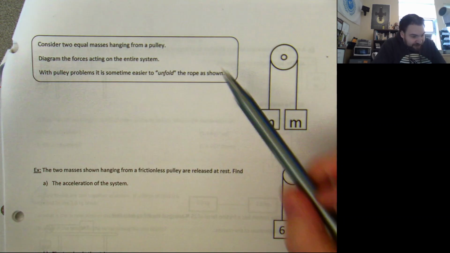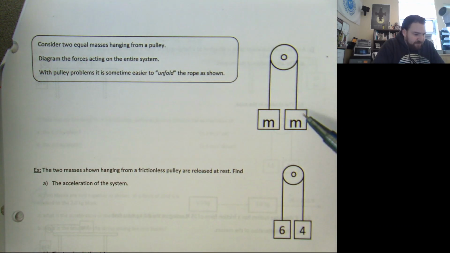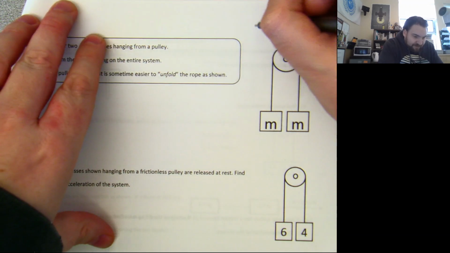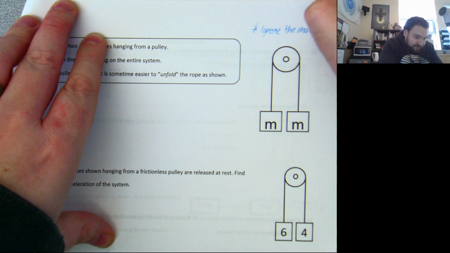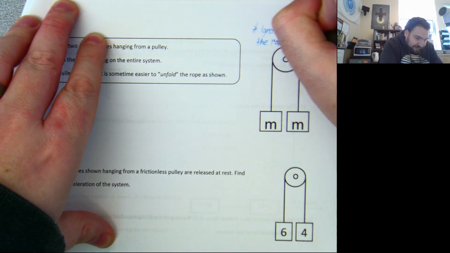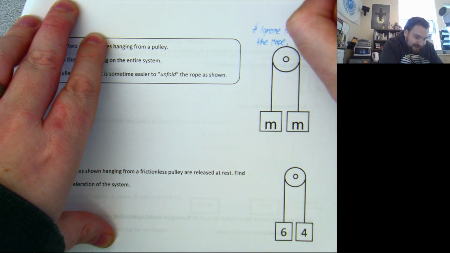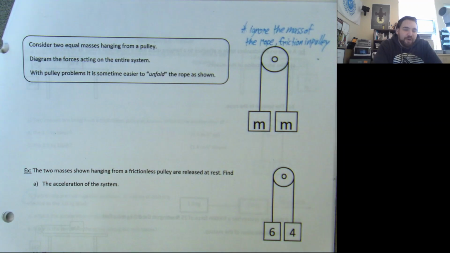So I'm considering two equal masses hanging from a pulley. If we, again, ignore the mass of the rope and friction in the pulley, we assume the rope is massless and the pulley is perfectly lubricated.